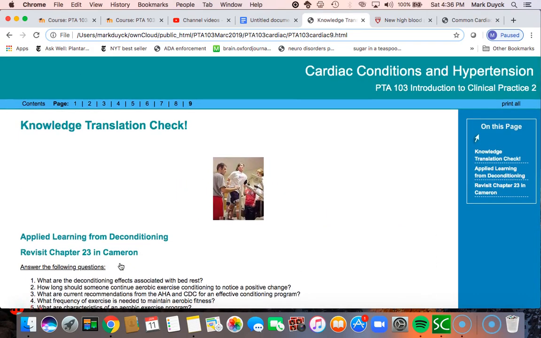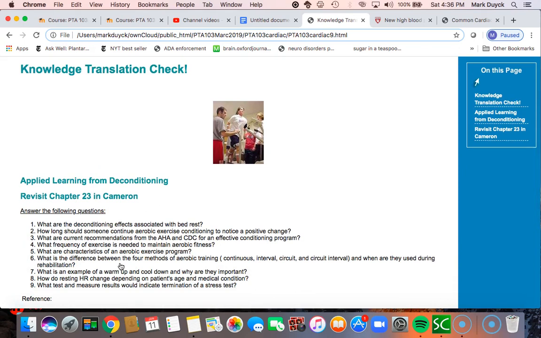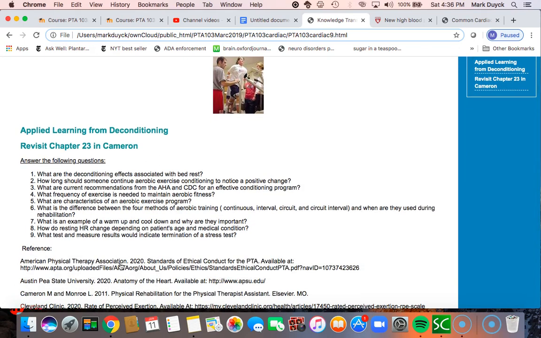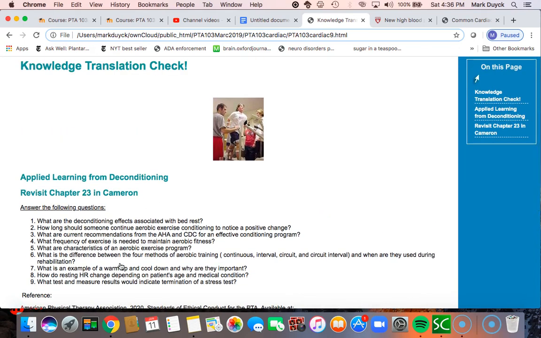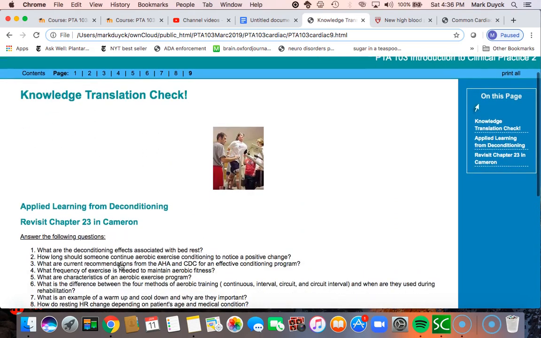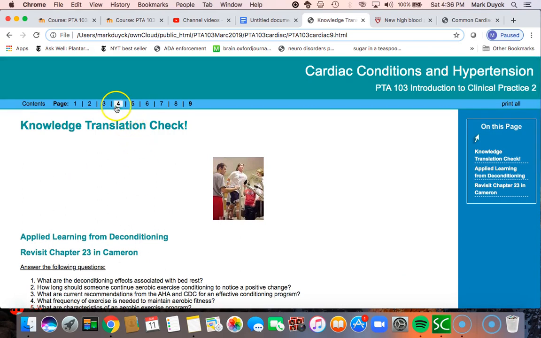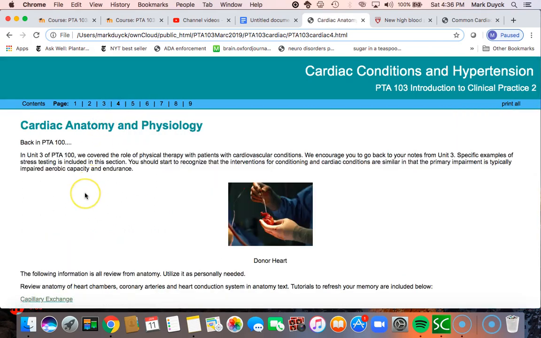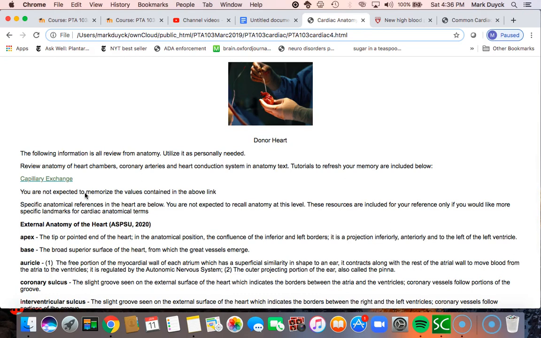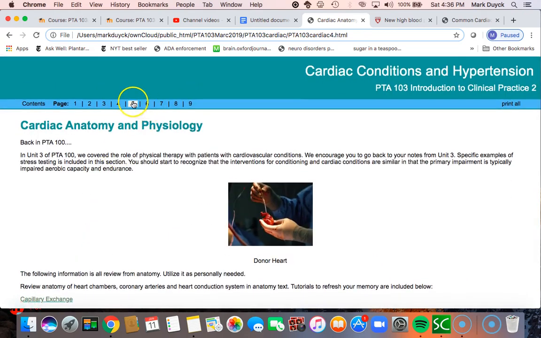So as we move further on in the chapter, describing specifically deconditioning is also important. That is the end of this chapter, answering those following questions. I am going to bounce back a little bit and just go back to the actual heart itself.